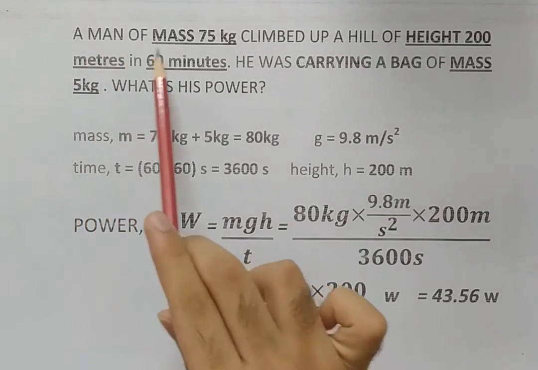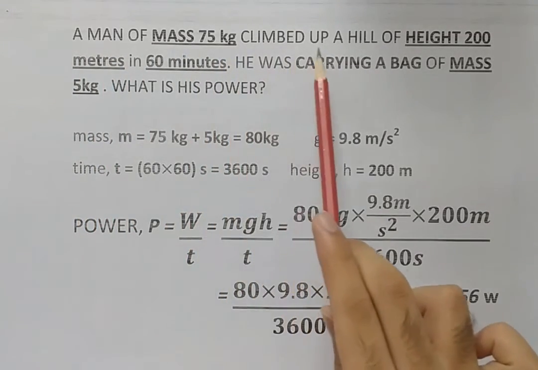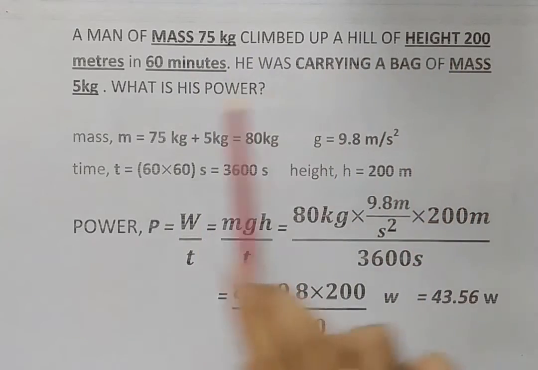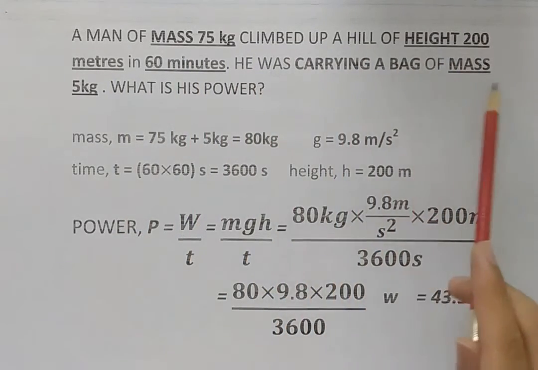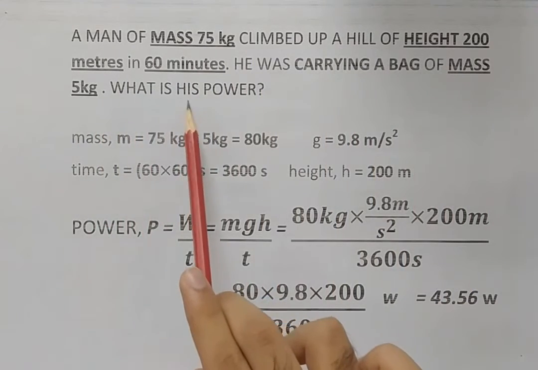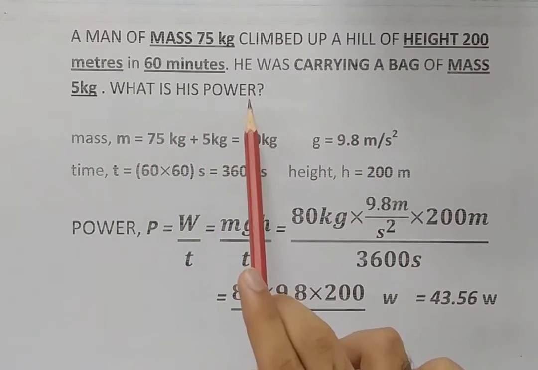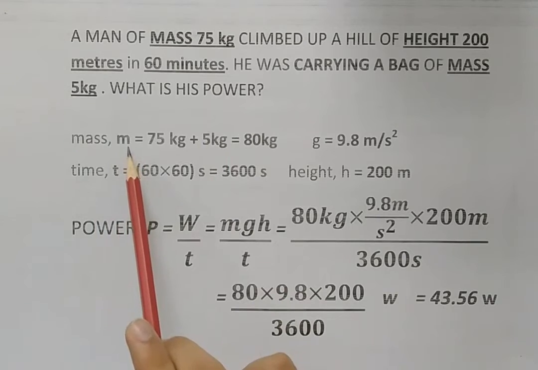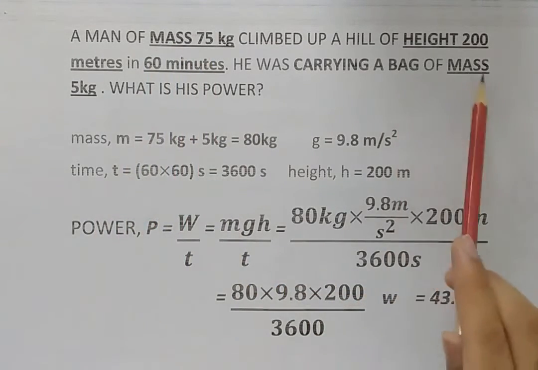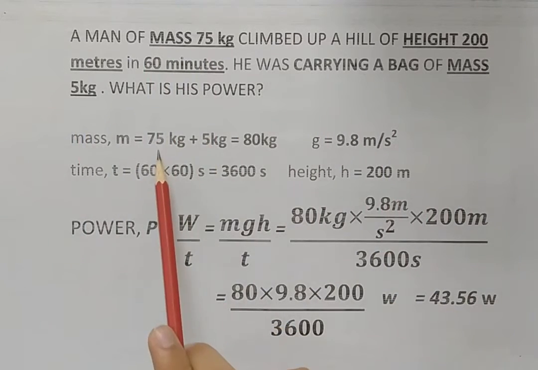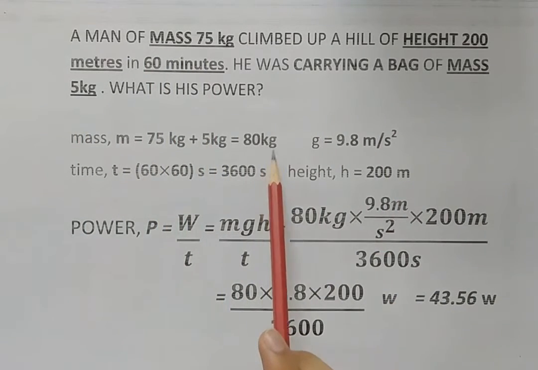A man of mass 75 kg climbed up a hill of height 200 meters in 60 minutes. He was carrying a bag of mass 5 kg. What is his power? Mass here equals 75 kg, the mass of man, and mass of bag 5 kg, 75 plus 5 equals 80 kg.